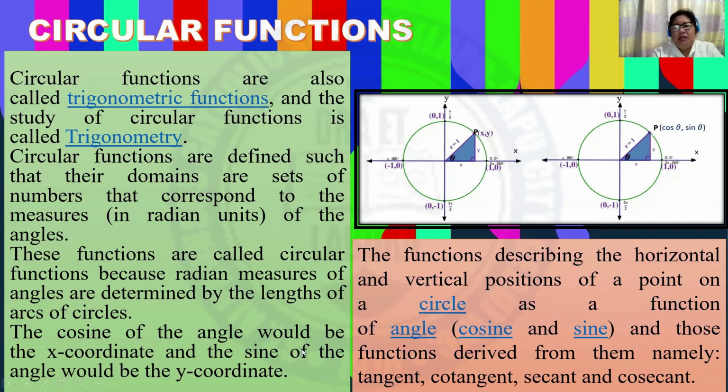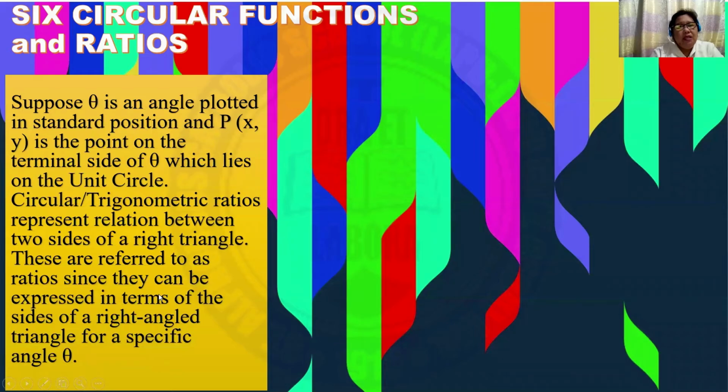The functions describing the horizontal and vertical positions of a point on a circle as a function of angle are the cosine and the sine, and those functions derived from them, namely tangent, cotangent, secant, and cosecant. And these 6 are what we call the 6 circular functions. So let us have now the 6 circular functions and ratios.